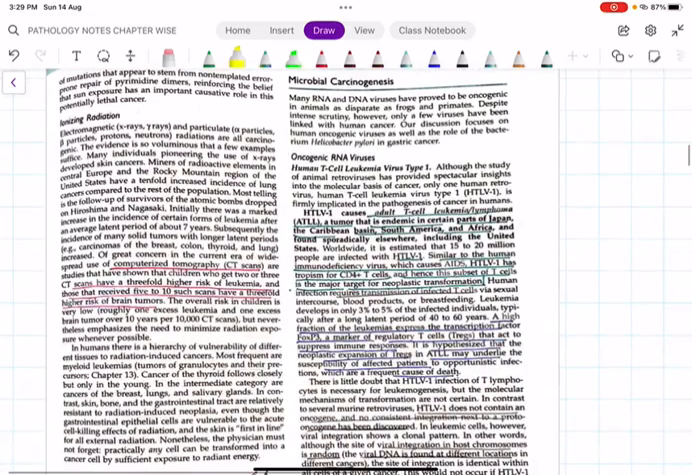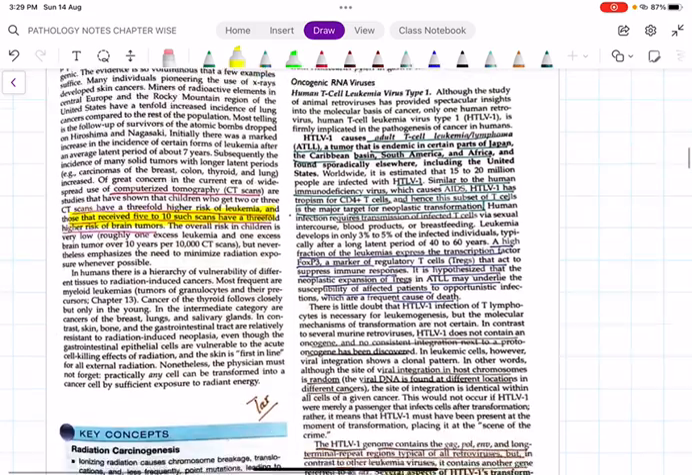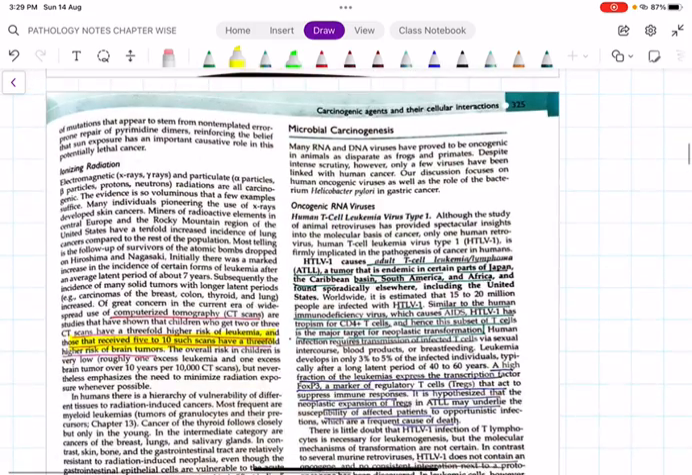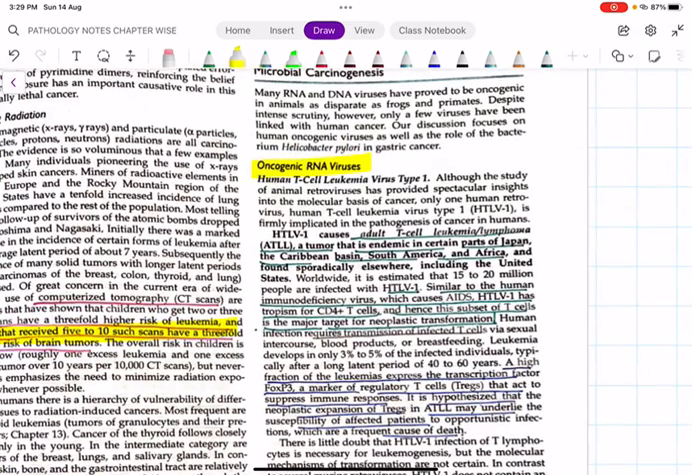Ionizing radiations, like the CT scan, carry a risk of causing leukemia. Then microbial carcinogenesis, where oncogenic RNA virus is very important. Out of that, HTLV-1, that is human T cell leukemia virus type 1. What does it actually do? It has a high affinity for CD4 T cells.